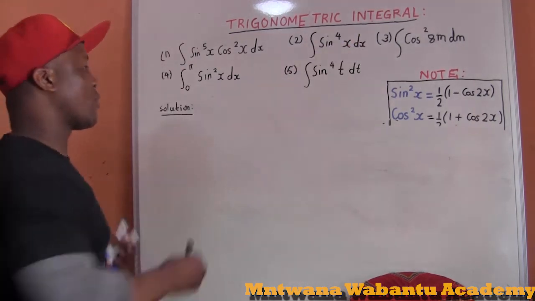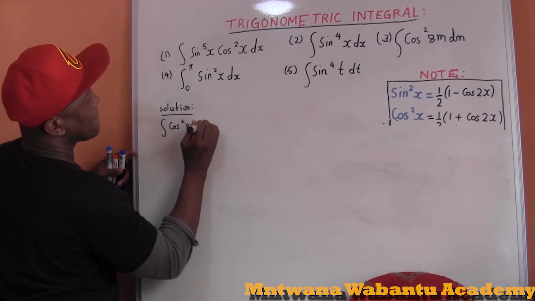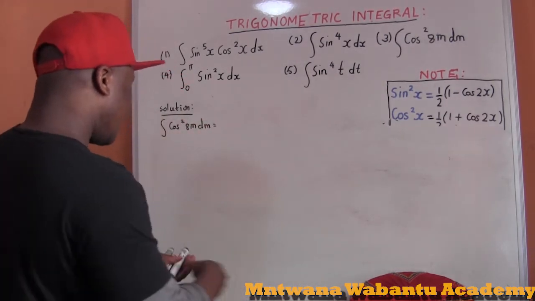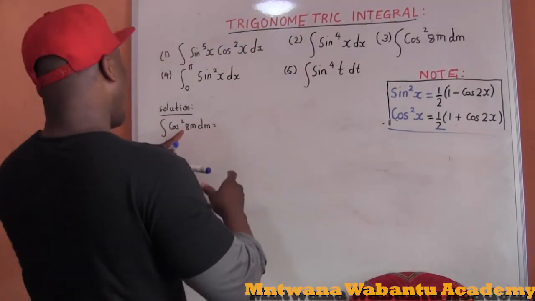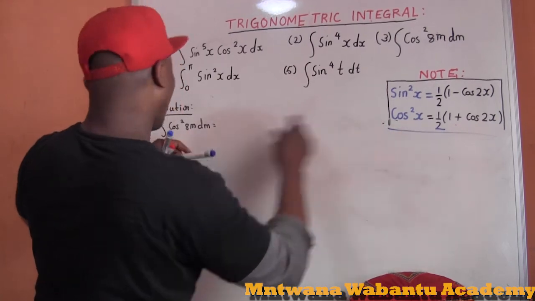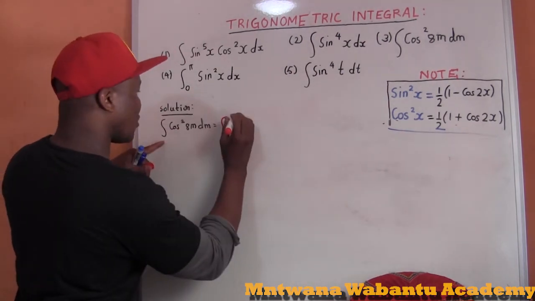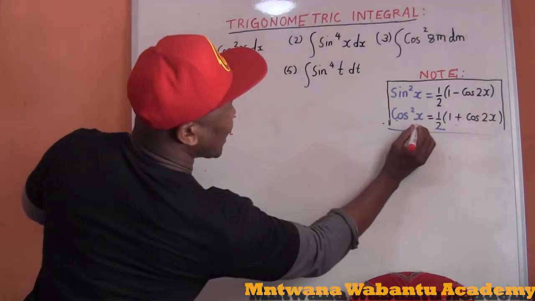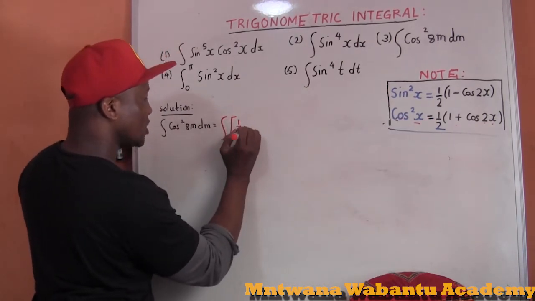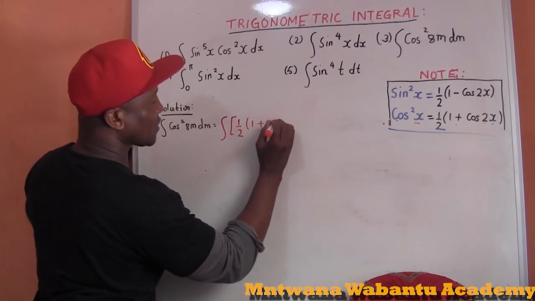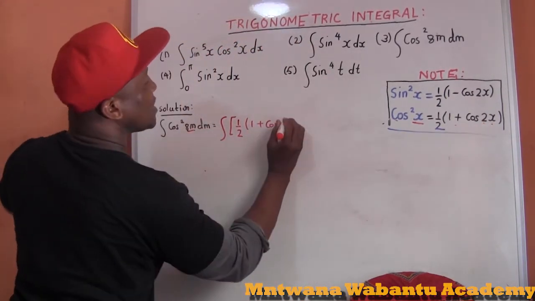If you can do this, you can do that. So you have the integral of cos square 8m dm. So this is straightforward, because cos square of an angle means we apply the double angle formula. Cos square of 8m means half of 1 plus cos of 2 times 8m, which is 16m.